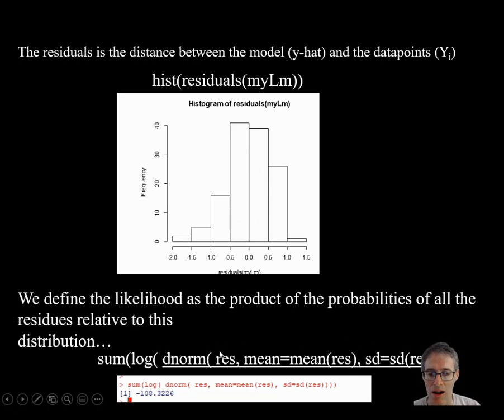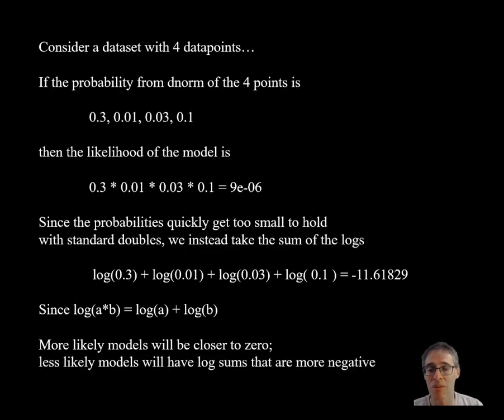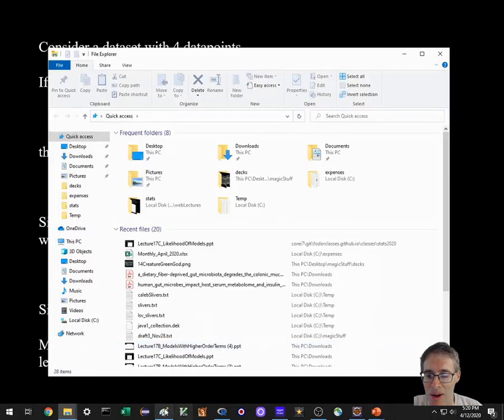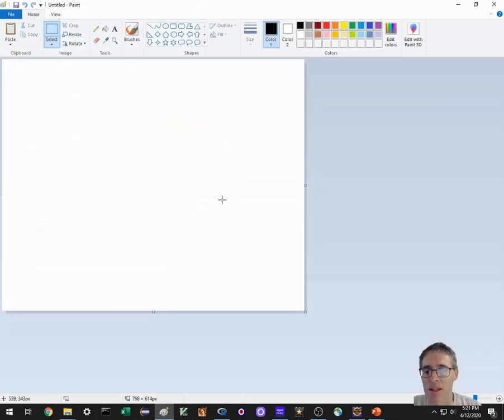And so, in fact, the likelihood that we're going to normally use is the log likelihood, which instead of just multiplying all of the data points together, we're going to add the logs. And to see why we do this, consider just a simple data set with 4 data points, just a completely made up data set. Consider that you have just 4 data points, 1, 2, 3, 4, and some regression line.